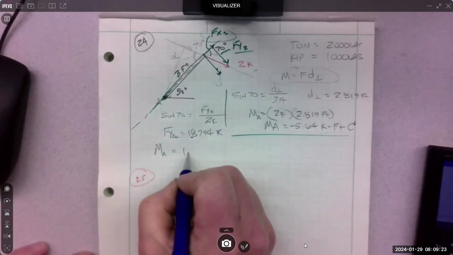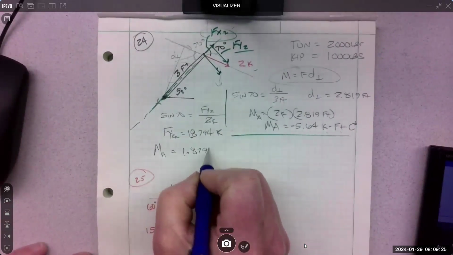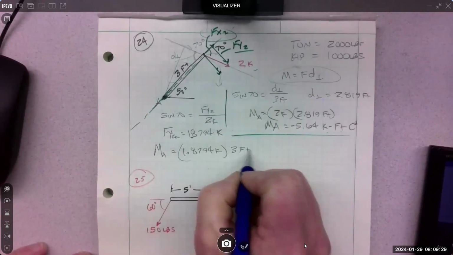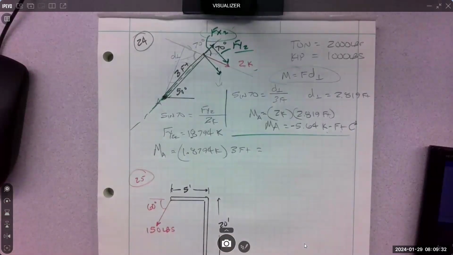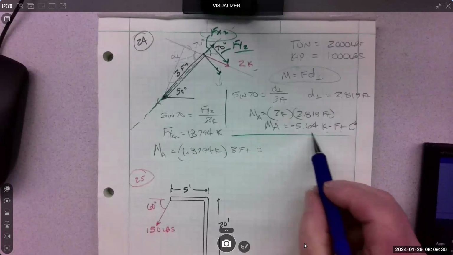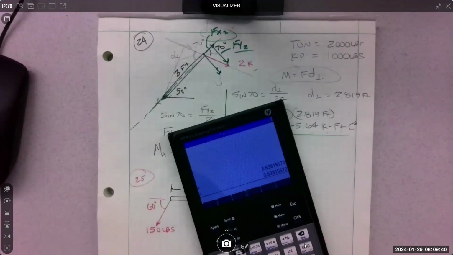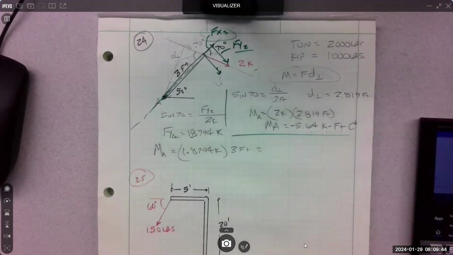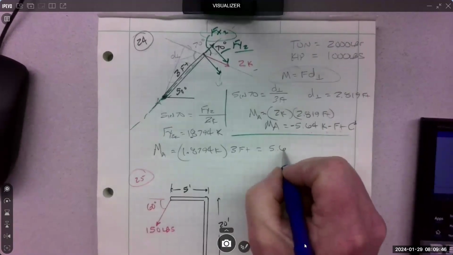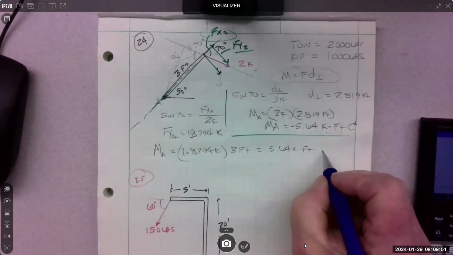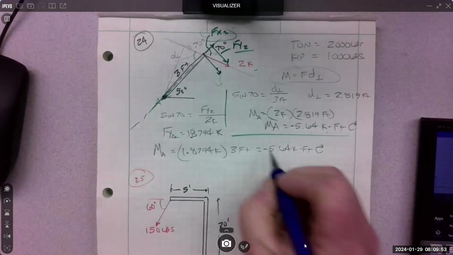So it's 1.8794 K times 3 feet. And hopefully it's exactly the same as this, and it is. The two numbers are actually exactly the same out there. Several places, 5.64. And same rotation.